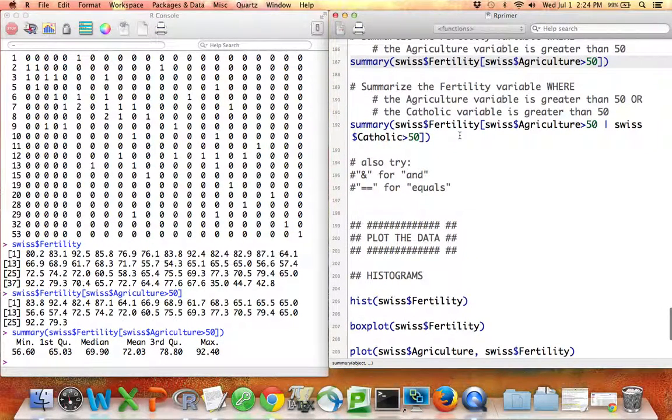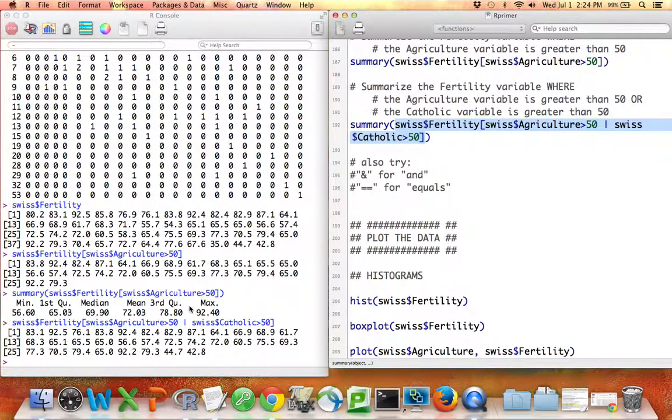I can also write more complicated statements inside the brackets. Suppose I want to summarize the subset of the fertility vector where either agriculture is greater than 50 or the Catholic variable is greater than 50. So if I look at that subset, that'll be a bigger subset because there are more provinces that have either a high level of agriculture or a high level of Catholics. So that contains more values than this earlier subset that only used the agriculture variable to create the subset.